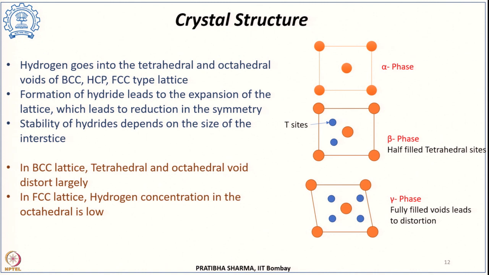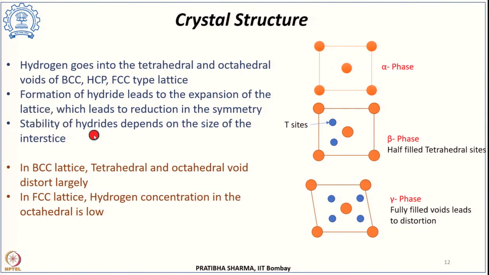Now this hydrogen which enters into the metal matrix and sits in the interstitial position goes into the different voids of the different lattices. They can go into either tetrahedral or octahedral voids of the different structures like BCC, HCP or FCC type of lattice. When the concentration of hydrogen is lower in the metal matrix, it exothermically enters into the lattice, and that leads to expansion of the lattice. That also leads to reduction in the symmetry. Typically the expansion considered is 2 to 3 angstrom cube per hydrogen atom.